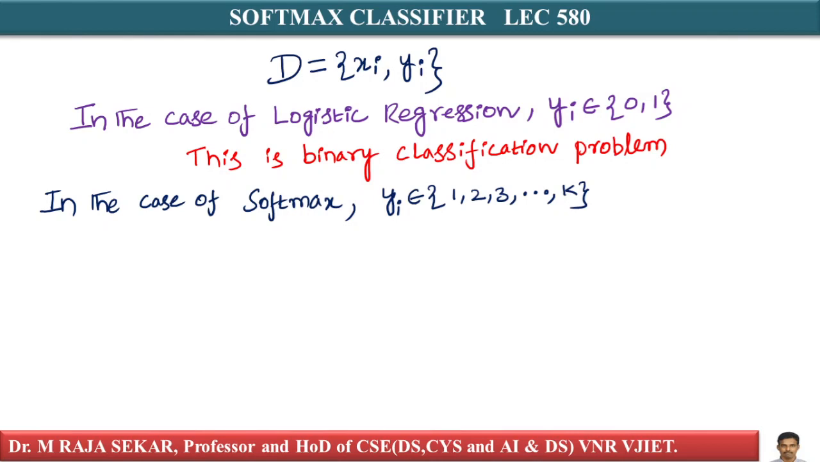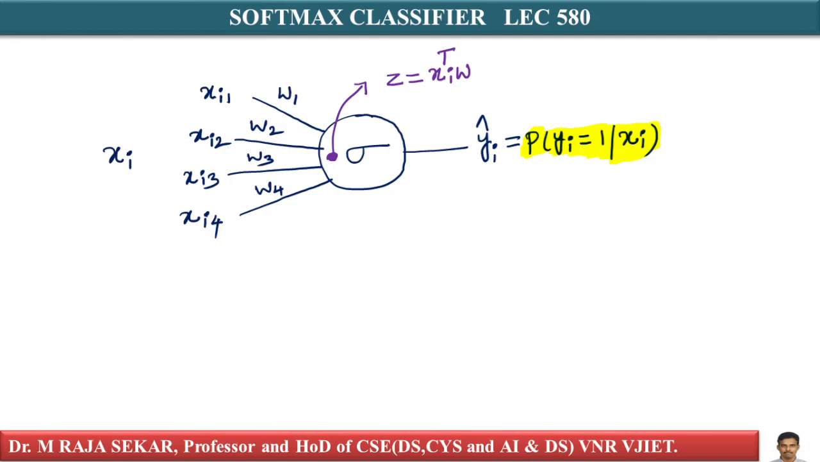Class 1, class 2, and so on, class k, k such classes. So let's assume I am building a model here. My input is xi. What is the output? In the case of logistic regression, I am generating only one output, that is yi cap. What is that output? The output is the probability that yi equal to 1 given xi.